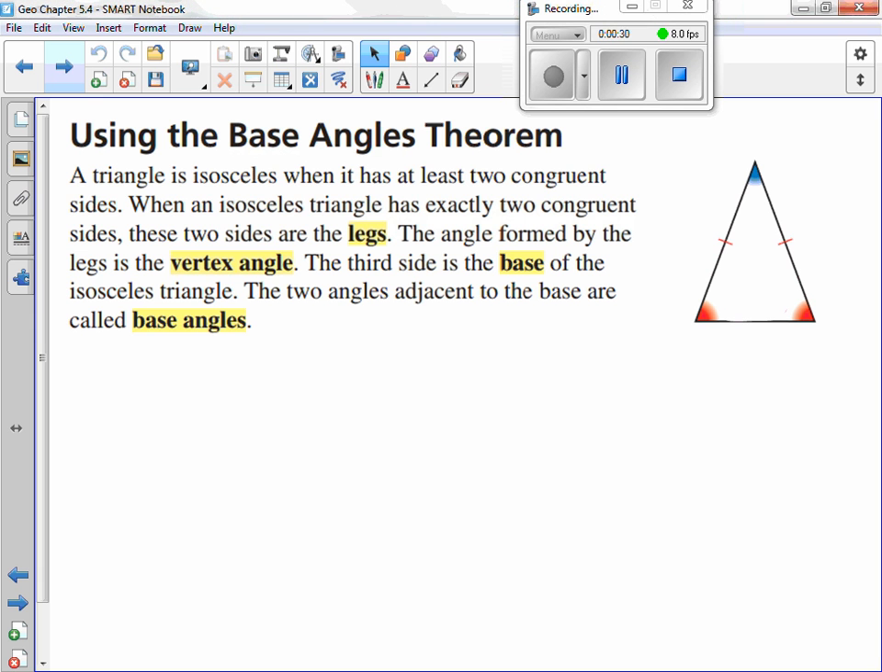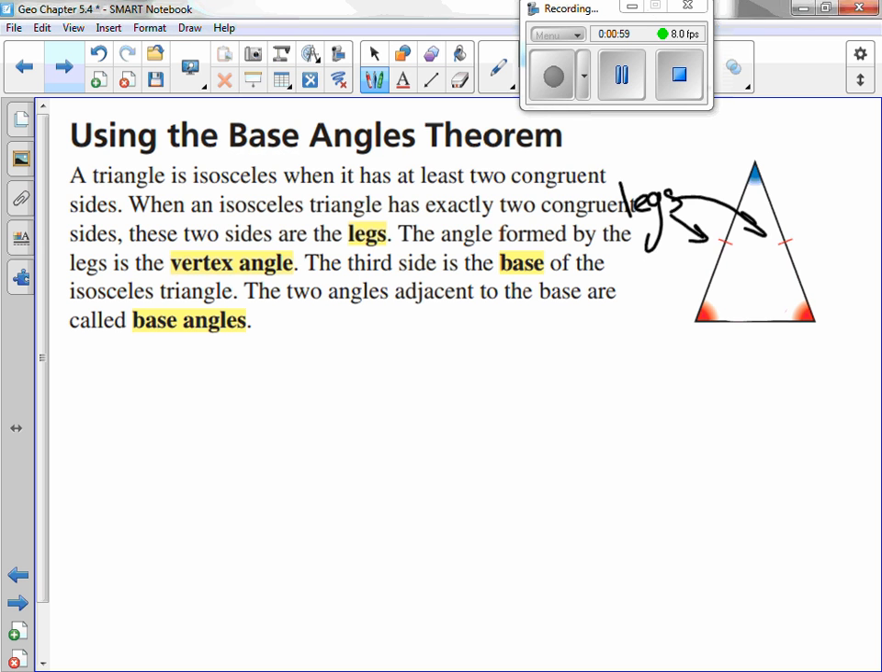Now, the first thing we're going to be looking at in chapter 5.4 is the isosceles triangle. A triangle is isosceles when it has at least two congruent sides. When it has exactly two congruent sides, those sides are called the legs. So the congruent sides of an isosceles triangle are called the legs.